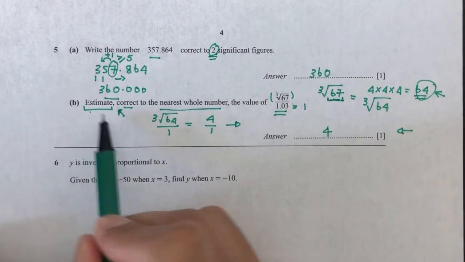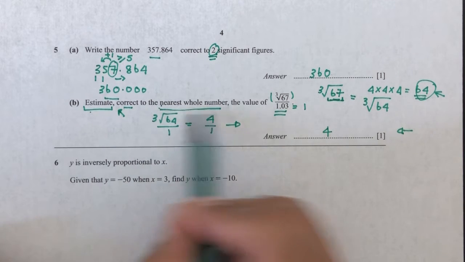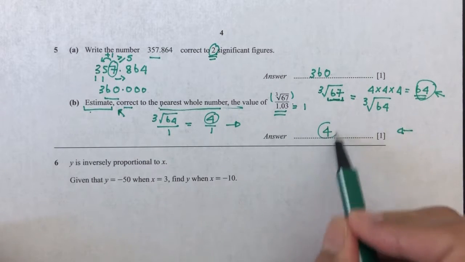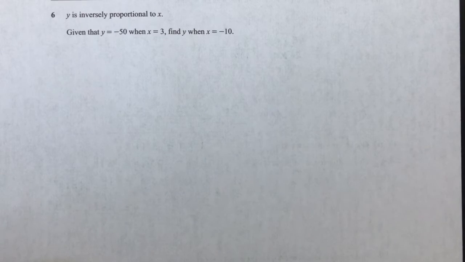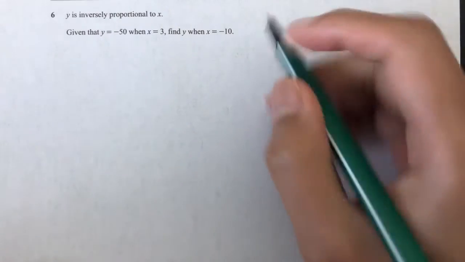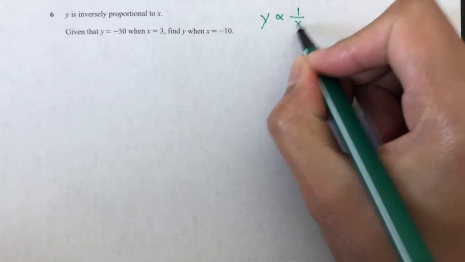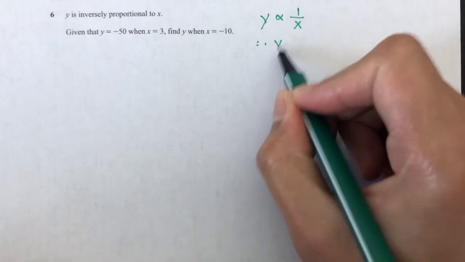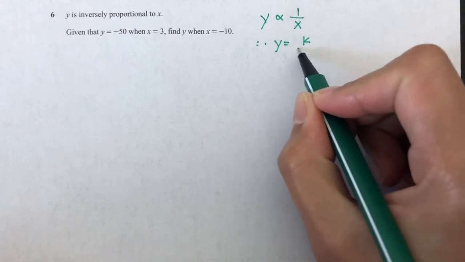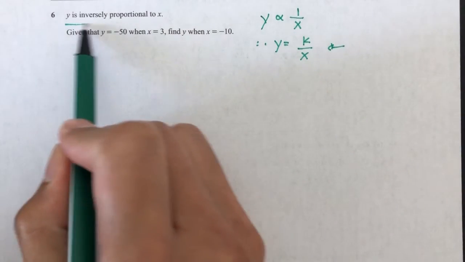Because you're not required to find the exact answer, and your answer needs to be correct to the nearest whole number, so it will be 4. Question number 6, we have y is inversely proportional to x, so y is equal to k divided by x.